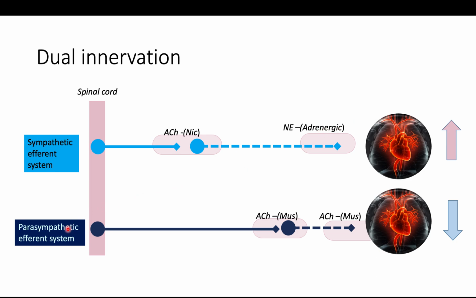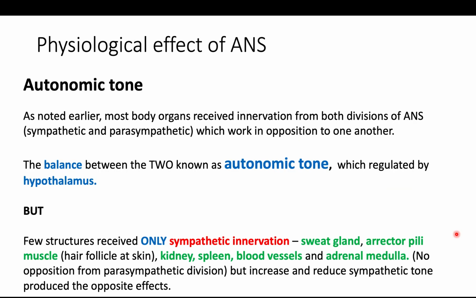But if the parasympathetic activity is activated, it releases acetylcholine, and this acetylcholine acts on the muscarinic receptors. This second neuron releases acetylcholine, acting on muscarinic receptors as well, and it will reduce the rate of the heart. So it reduces the heartbeat.